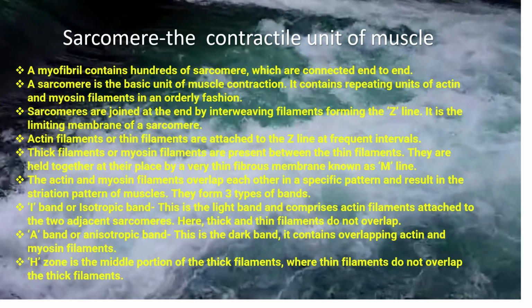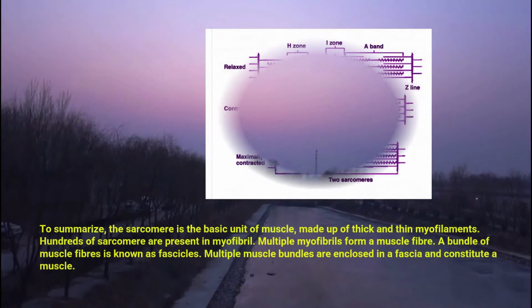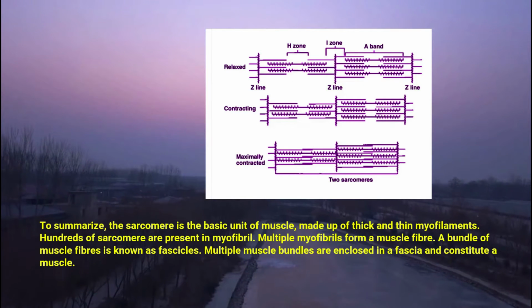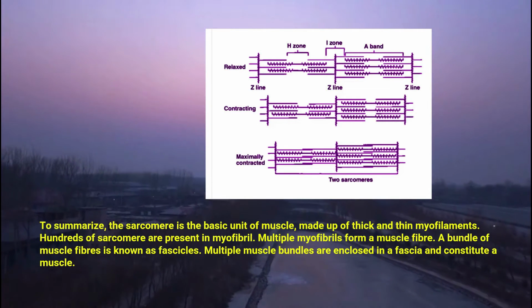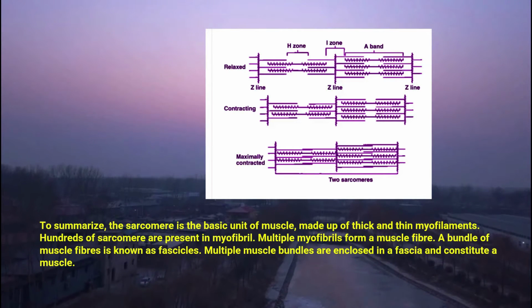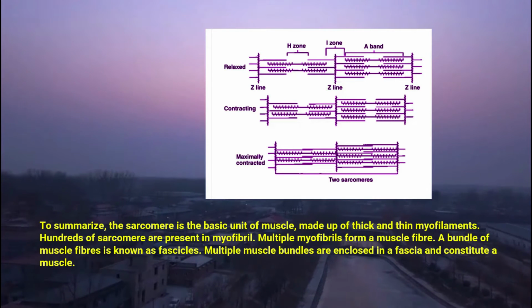3. H-zone is the middle portion of the thick filaments, where thin filaments do not overlap the thick filaments. This diagram shows the arrangement of actin and myosin filament. The actin filament, on either side of the myosin filament, partially overlap the free end of the myosin filament. This arrangement leaves a clear zone in the center of the thick filament called H-zone.